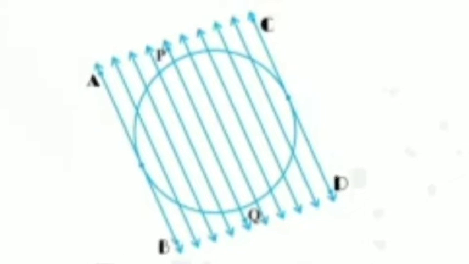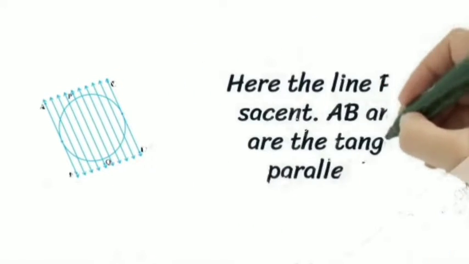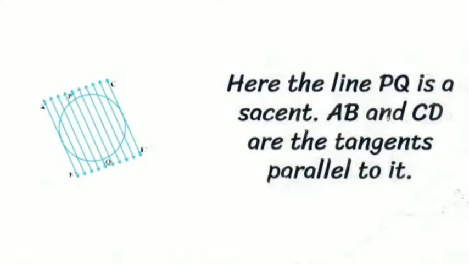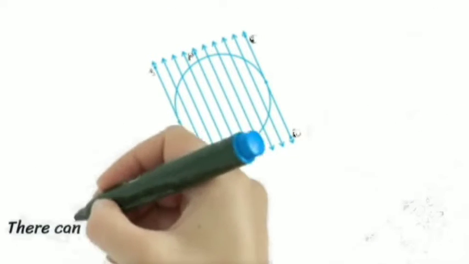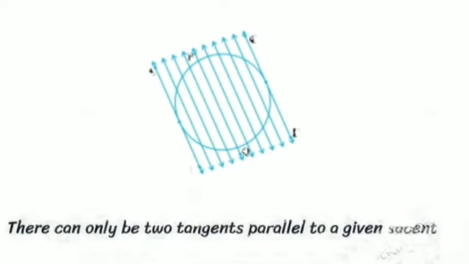Let's draw some parallel line on a circle. Here the line PQ is a secant and AB and CD are tangents which are parallel to PQ the secant. It also proves to us that there can only be two tangents parallel to a given secant.